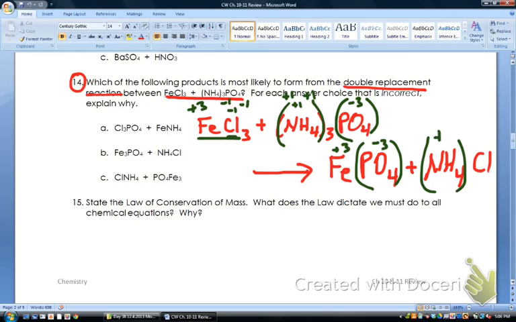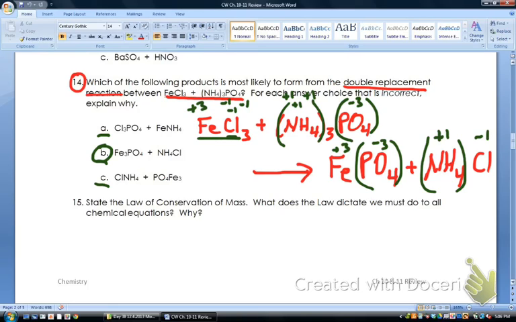NH4 has a +1 charge. Cl- has a -1 charge. Those charges balance out, so we can just put our subscripts of 1 down there, or like I said, leave them off. Now what we do is double check and see which one of our options, A, B, or C, matches our answer. And so on this problem, the correct answer is B.